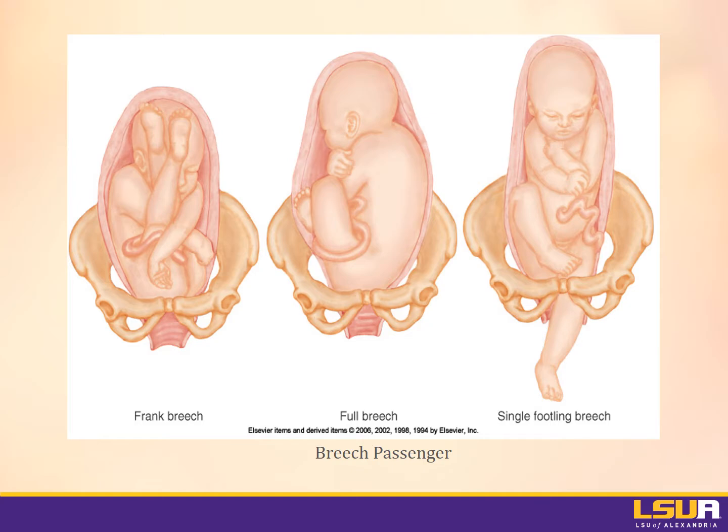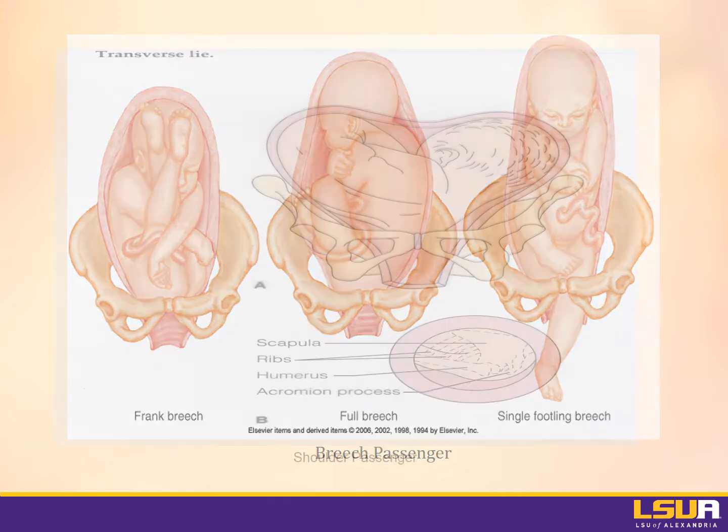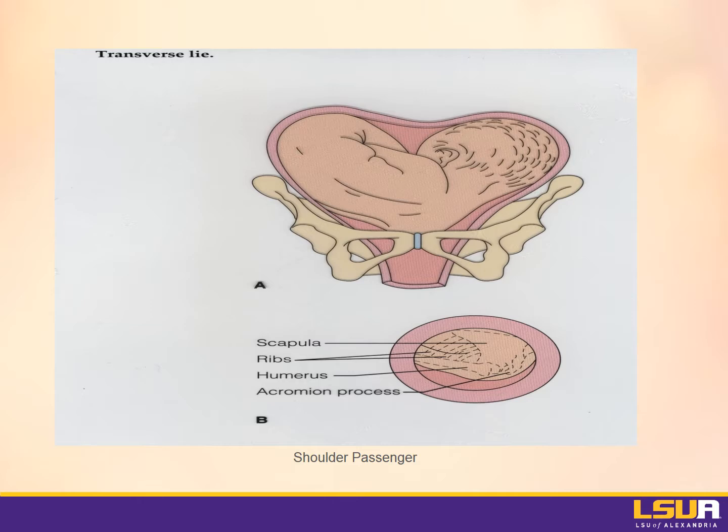I'm looking to see if I have a good picture. Here we go. The shoulder passenger, this is also termed shoulder dystocia. It's where the scapula is coming down first, not the baby's head. This is whenever you have shoulders that come first, the head is tucked inside.